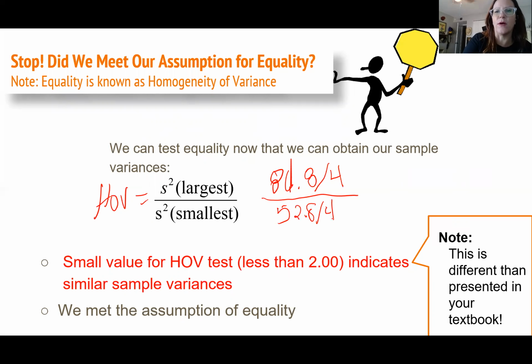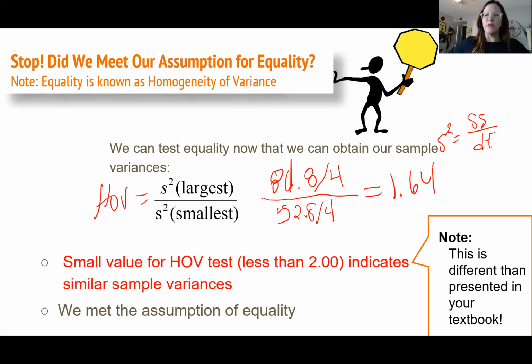52.8 divided by 4. Because sums of squares, or variance, if you remember, variance is sums of squares divided by degrees of freedom. So if you take 86.8 divided by 4, I put that in parentheses, and then I hit divided by parentheses, 52.8 divided by 4, and put in parentheses, I got 1.64. Now, this is a little different than how it's presented in your textbook, but that's okay.